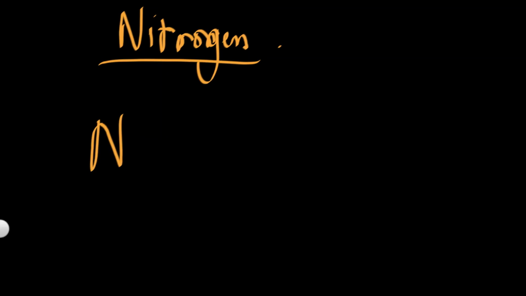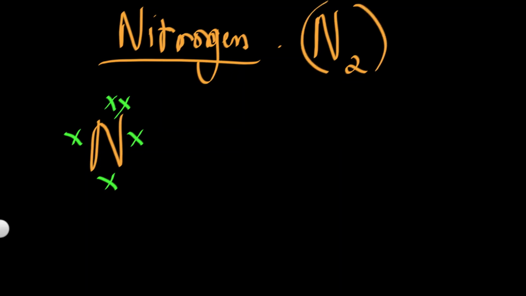It is in group 5, so it has 5 valence electrons. I'm going to just put them like this. Then this one is unpaired. So we have 2. So nitrogen is N2. This is how we find nitrogen in nature. It is a diatomic molecule, so this is the nitrogen molecule. We want to draw the Lewis diagram of a nitrogen molecule. So this is one atom, and then let me draw another one. So it will also be like this.